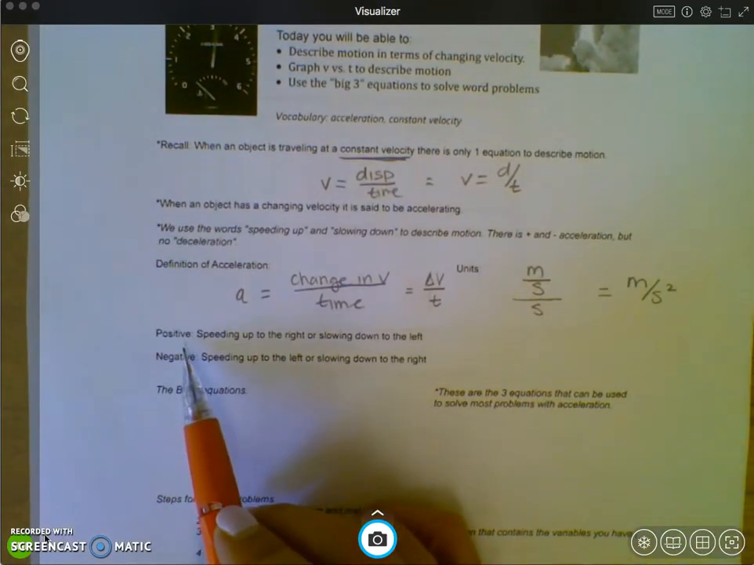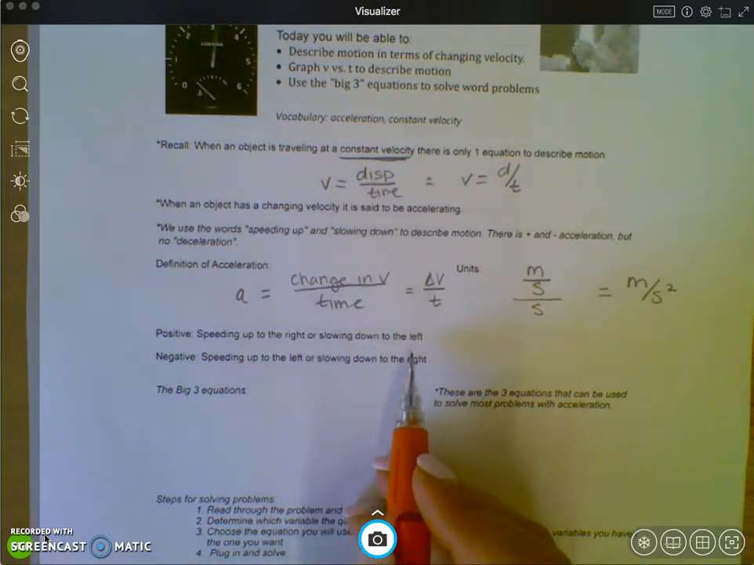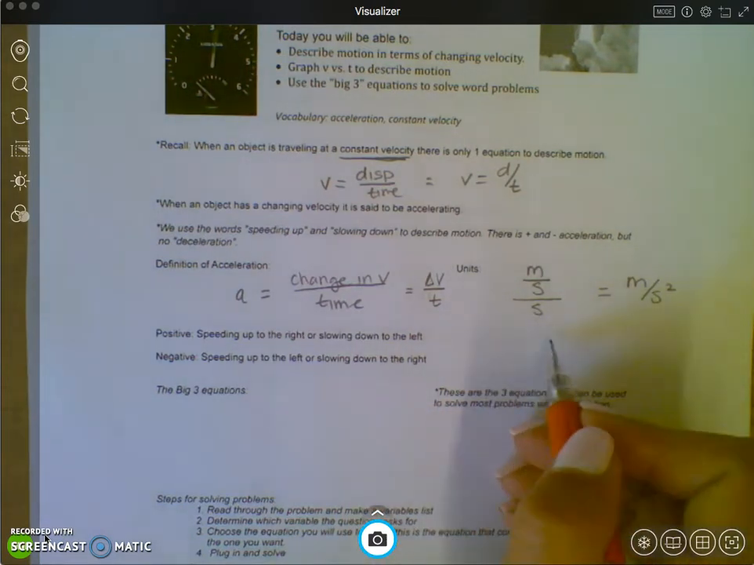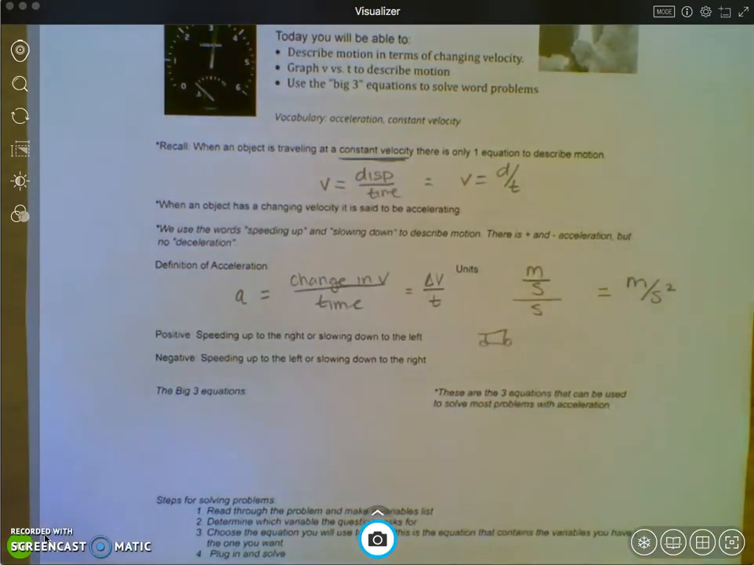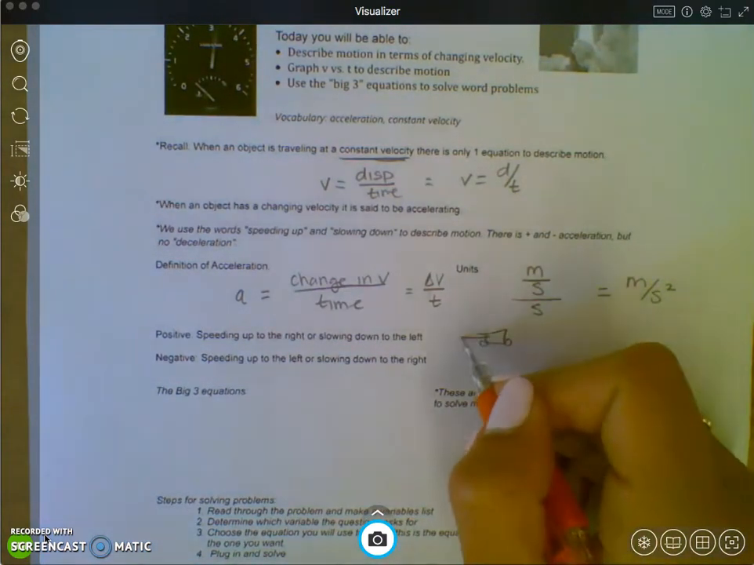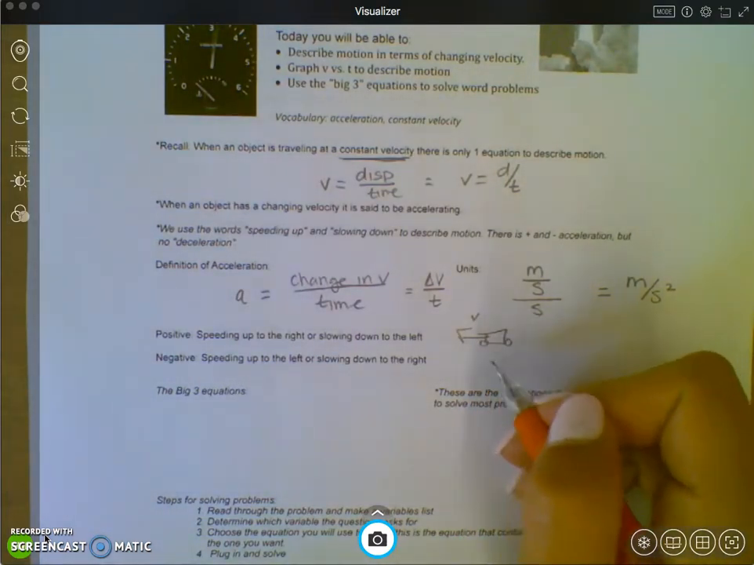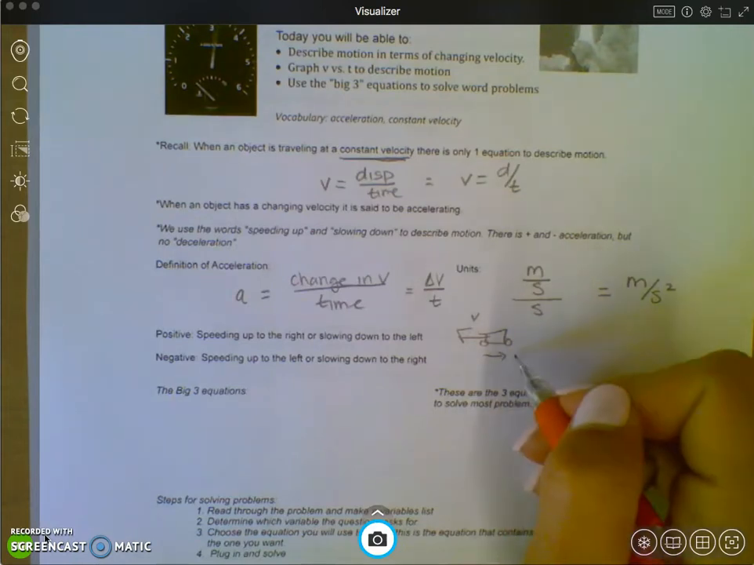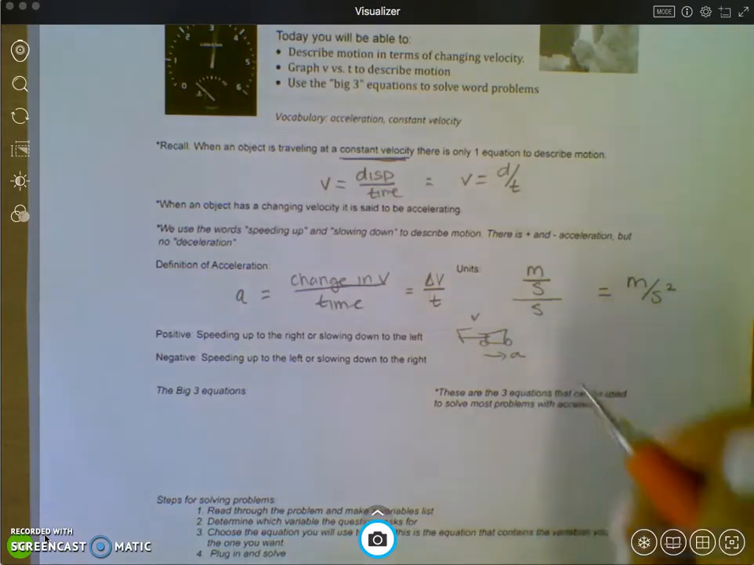A positive acceleration would be either speeding up to the right, so increasing your speed to the right, which is the positive direction, or slowing down to the left. So if an object is moving to the left but slowing down, that means that the acceleration is to the right, right? So you can kind of think of it like if you had a car moving to the left, then in order to make it slow down, you would have to push to the right, and so our acceleration would be to the right, and that makes it positive.